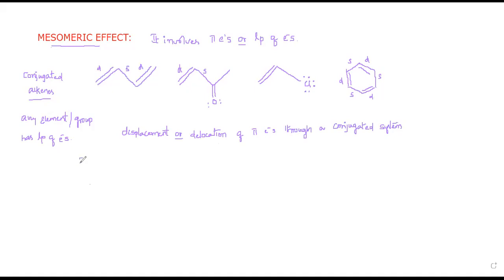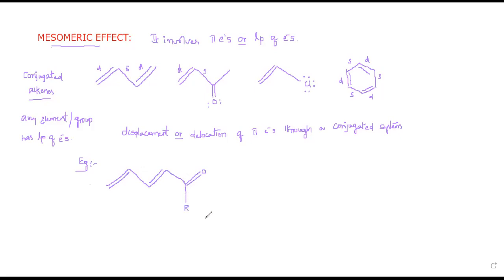Let me go with an example to represent how the delocalization of the pi bond will occur. I will take an example containing a group: a conjugated alkene, with continuous alternate double bonds, which is attached to a ketone group. This is attached to a keto group, double bond O, and here it is attached to R.